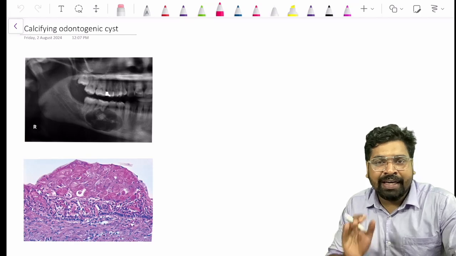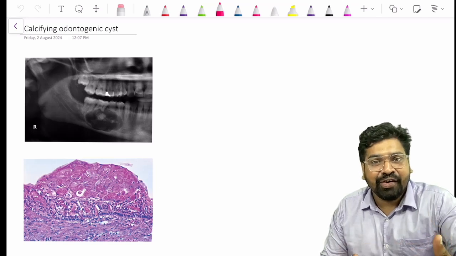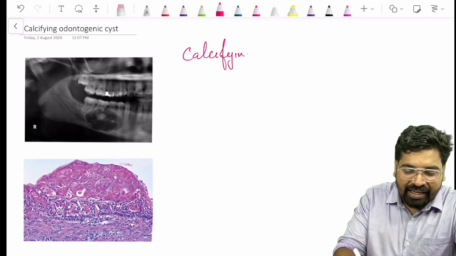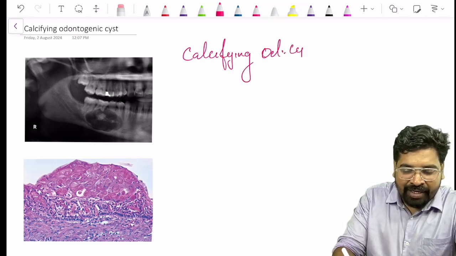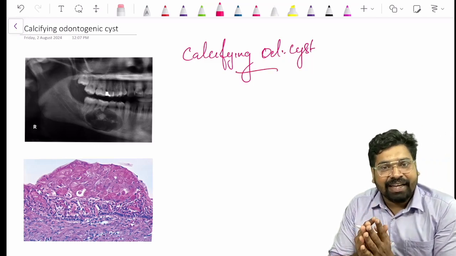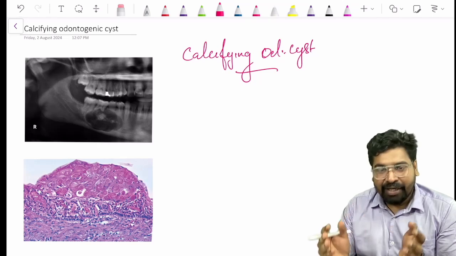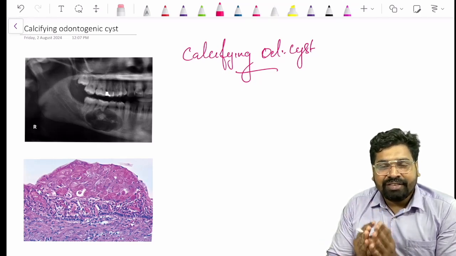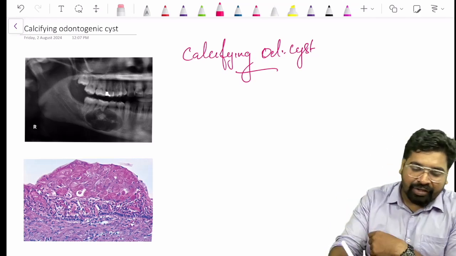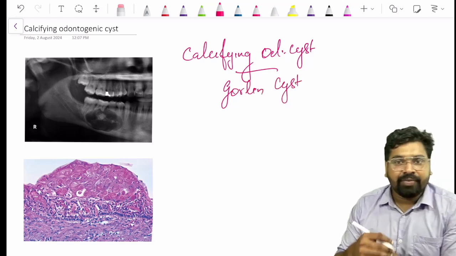Okay, so in this video, we are going to discuss another important cyst, that is your calcifying odontogenic cyst. From the name itself, we will get a clue that there is something calcifying in it. Calcifying means it is getting a deposition of calcium. So this is an odontogenic cyst with some kind of calcification. The other name of the cyst is a Gorlin cyst.